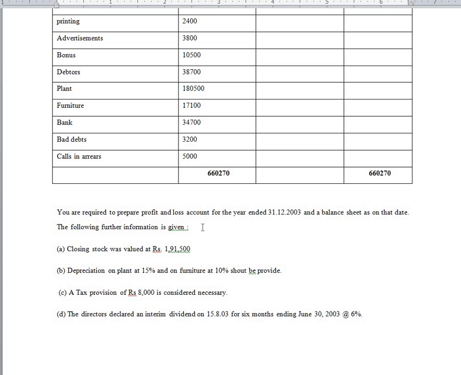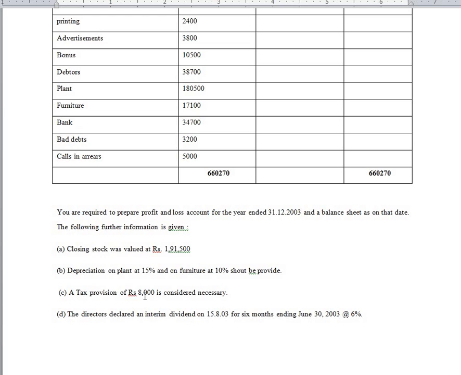So let us only concentrate on the profit and loss account, based on the sum. We will do it later on. Now there are some of the following informations, like adjustments, given in the question. The closing stock is given as 1,91,500. Depreciation on plant is to be provided at 15% and on furniture it should be provided at 10%.